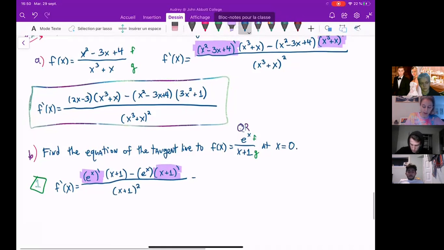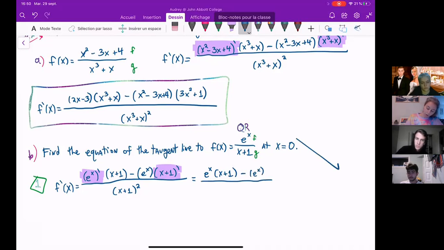What's the derivative of e to the x? E to the x. Hopefully you guys are starting to memorize these now. You'll see we do them a lot. So it feels like you have a lot to memorize, but hopefully you're doing them enough that you don't feel like you're memorizing them. It's just like they're in your head. So e to the x times x plus 1 minus, what's the derivative of x plus 1? 1. You got it. Over x plus 1 squared.